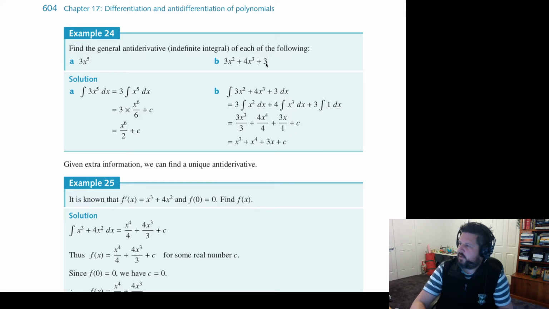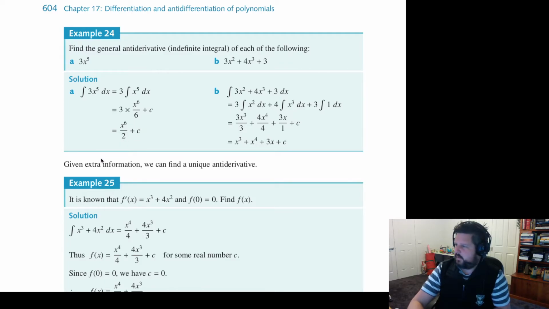Here you've got 3. This has really got an x to the power of 0 here, even though it's not written. So again, the rule still applies. You're adding 1 to the power, so it'll become x to the power of 1, or just x. And then we're dividing by that new power, so dividing by 1. 3 divided by 1 is just 3. So you end up with 3x here. Don't forget, always put that plus c on for these indefinite integrals. Okay, so that's good news.